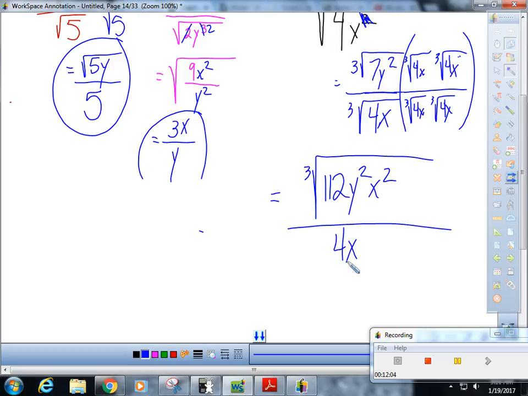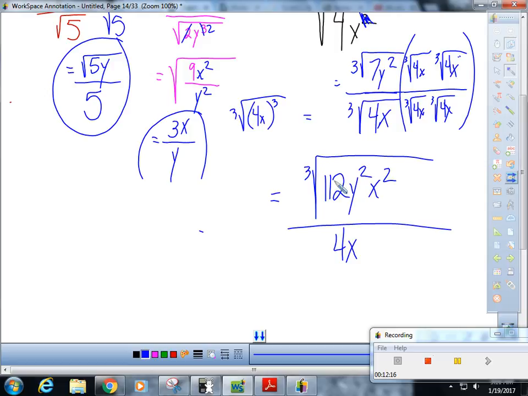Because you end up getting the cube root of 4x cubed. Okay? That was the whole strategy. It's tough. Don't worry about it. Okay? And we're done. Because none of these are cubes. Okay?